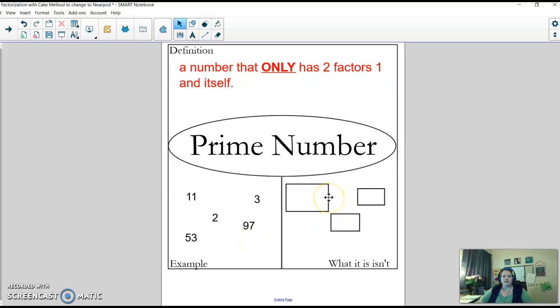Some examples of what it isn't. It isn't an even number. It isn't the number 0. 0 does not have but one factor. It isn't the number 1. Again, 1 only has one factor.